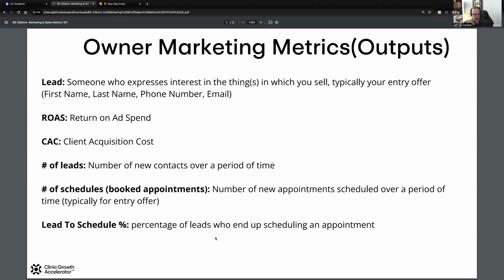Number of schedules. We want to look at the number of people who schedule an appointment over a period of time. So again, if we get 50 leads and we know at the end of the day that 20 of them scheduled appointments, we can do that math: a 40% lead-to-schedule rate. And that is the last metric, lead-to-schedule percentage, which is the percentage of leads who end up scheduling an appointment. So in that example, if we get 50 leads and 20 of them schedule, that'd be a 40% lead-to-schedule rate. Those are some output metrics that are good to track.